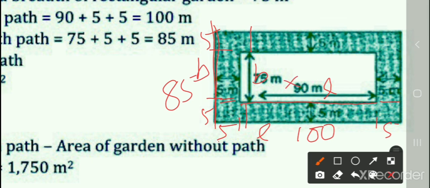Here you are multiplying. Okay, so this outer rectangle and inner rectangle can be called the garden including the path and the garden without the path. Okay, area of the garden including the path, area of the garden without the path, that is the outer rectangle's area and the inner rectangle's area. Okay, now let us see the solution part.